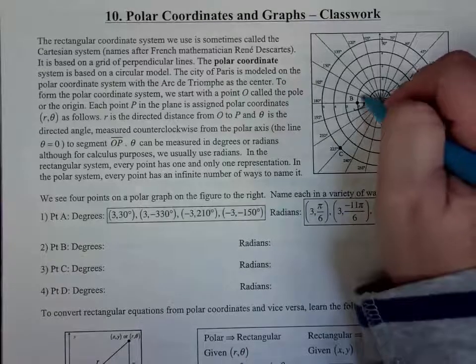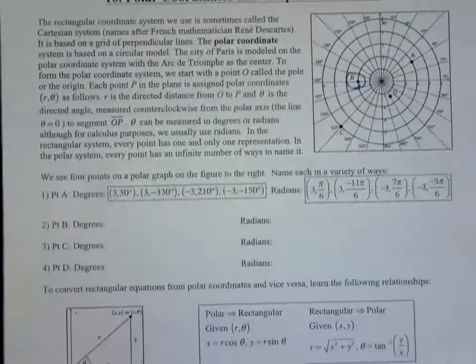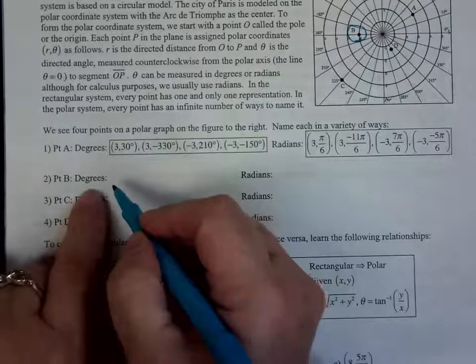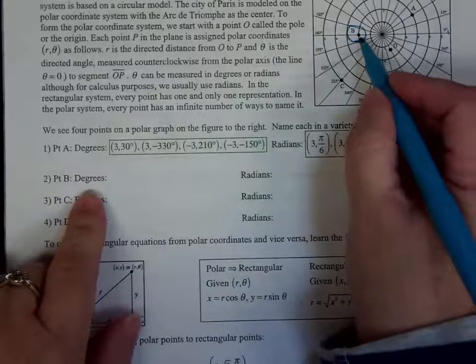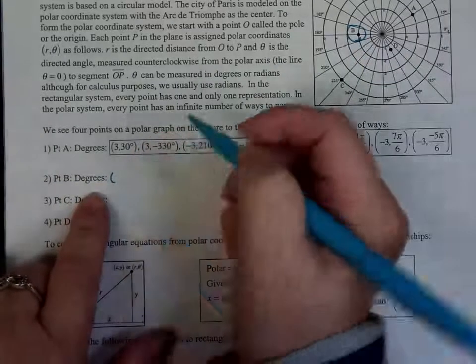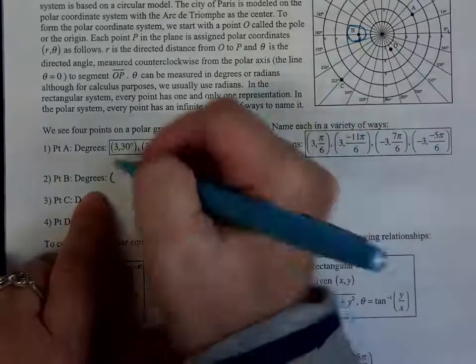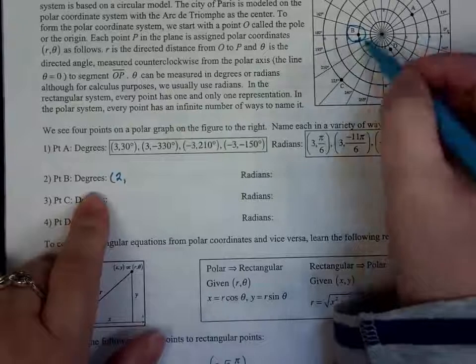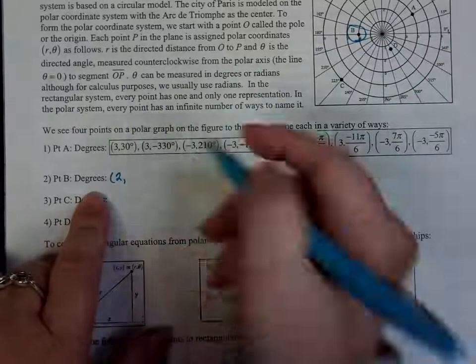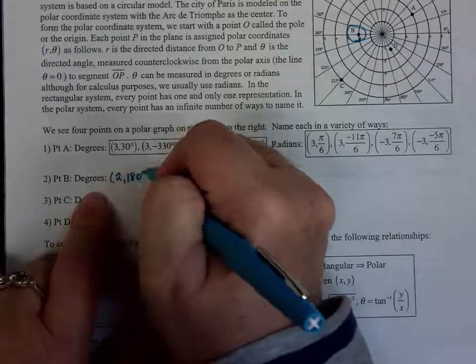We'll start with B. Here's B. So, give me a degree measure of this one. Give me an answer in degrees. What's the radius of that circle? 2. And how many degrees around do you go to get to B? 180. Okay, there's your first one.